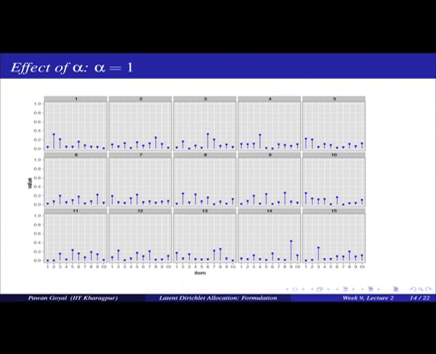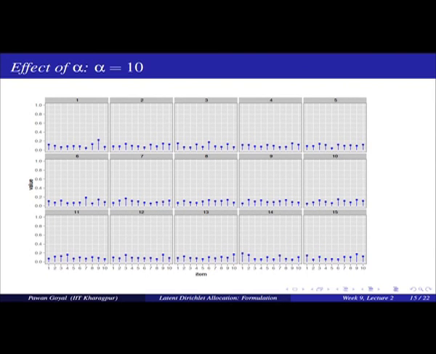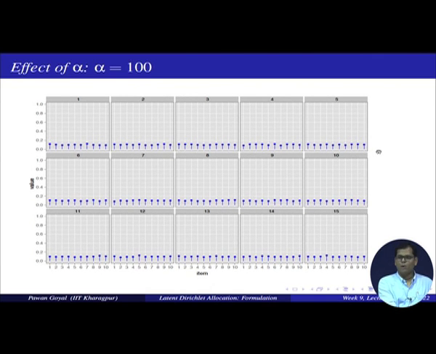But suppose you now increase the value of alpha to 10. As you increase alpha, it will start favoring those distributions where all the topics have roughly the same probability. You see now this is getting flattened. And if you increase alpha to 100, you will see all the topics have the same probability. This is not something that you would desire. It's not good that each document has all the topics with the same probability, because then the topic model does not make any sense.